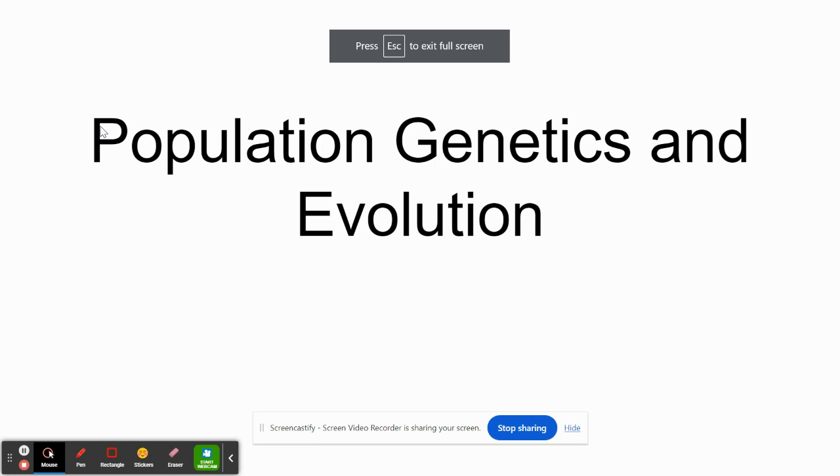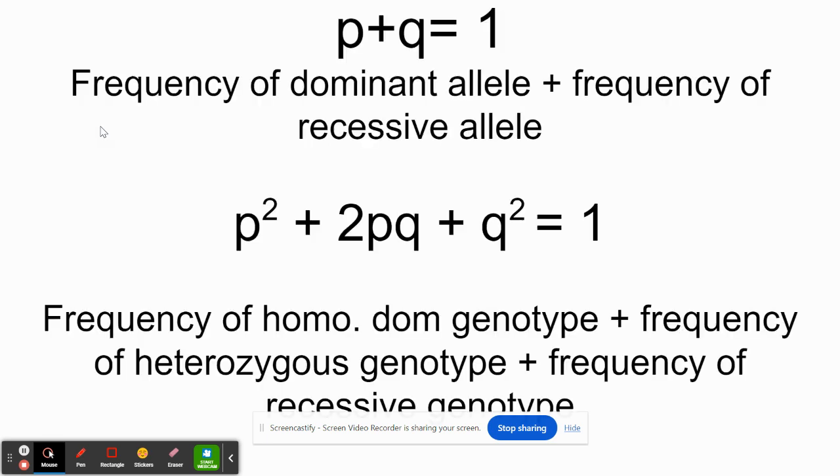Hello, I'm going to try and get you guys on track with the analysis for the population genetics and evolution lab that we did. So, just a few things to remind you of. We have these two equations for our Hardy-Weinberg calculations. So, p plus q equals 1. Remember, we're talking about the frequency of an allele.